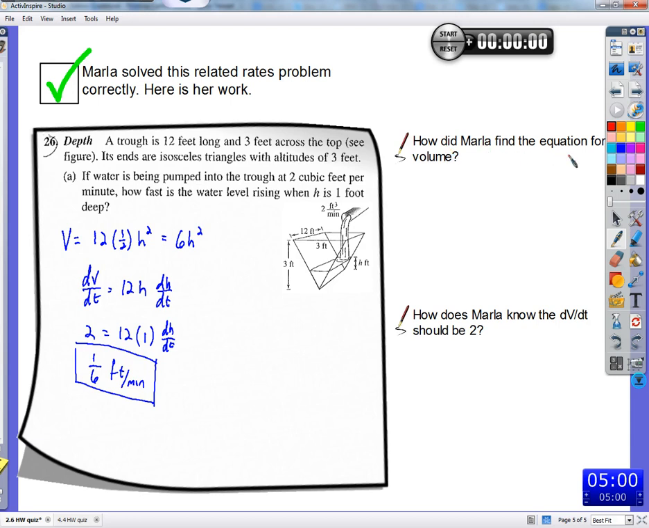The equation for volume, right? Either this or this. How did she find the equation for volume? I want you to write that down. Great job. She knew this and she knew that, and she noticed this and that.